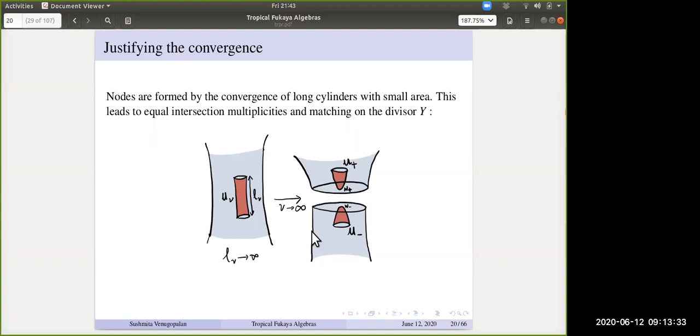Let's see why we get this kind of a structure in broken maps. The main picture I want you to keep in mind from this section is that these nodes arise as a result of the convergence of long cylinders in the neck region. So these are long cylinders with small area. So essentially, we should also view these two sides of the node as arising out of the cylinder. So since it's the same cylinder, it's going to map to the same point on the relative divisor and have the same intersection multiplicity. So intersection multiplicity is just how many times it kind of goes around Y.